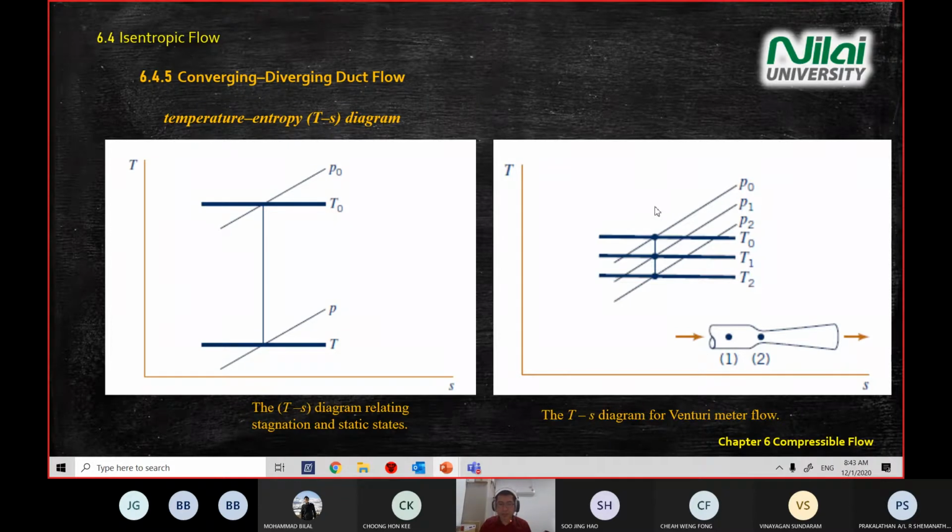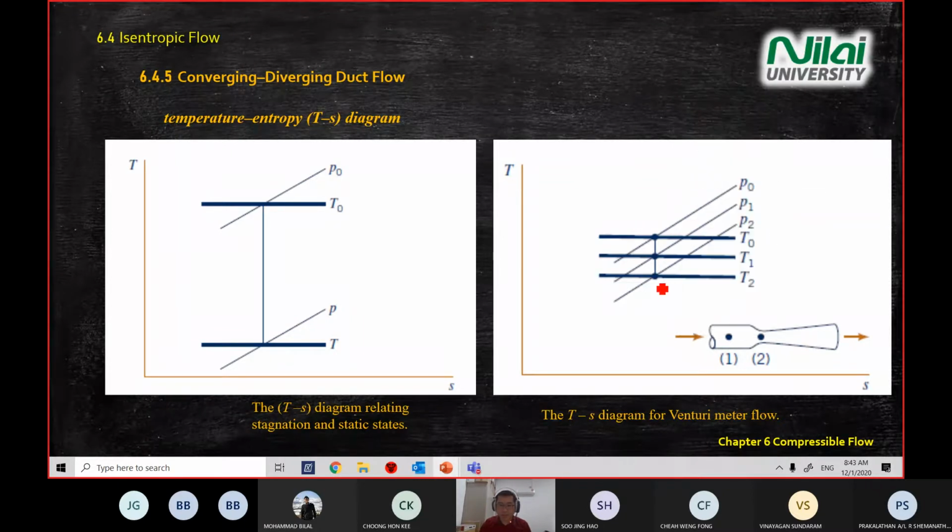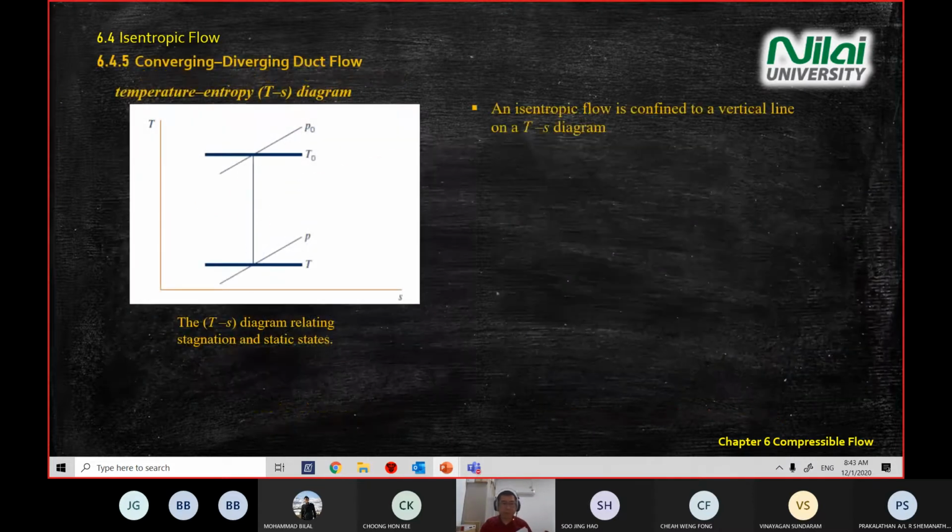One interesting thing I want you to focus on is that the entropy is always the same. If you look at this straight line and extend it further, you have only one value of entropy for all these points: stagnation, point 1, point 2. All the parameters for points 1 and 2 will be at the same entropy value. This is the important part.